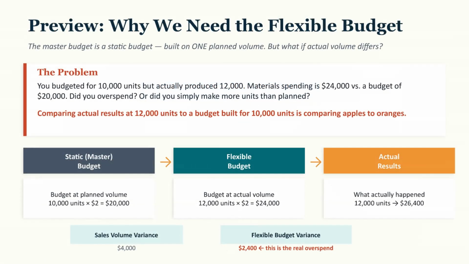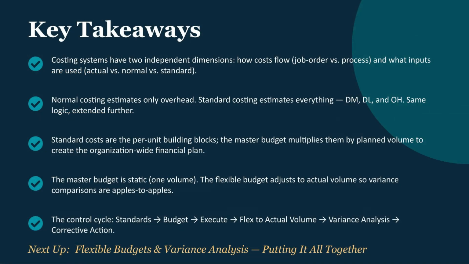Imagine a scenario where a company budgets 10,000 units at $2 per unit, totaling $20,000, but ends up producing 12,000 units and spending $26,400. A naive comparison shows a $6,400 overrun. However, when comparing apples to apples, the static budget remains at $20,000, while a flexible budget adjusts to $24,000 for 12,000 units. The variances are a $4,000 sales volume variance and a $2,400 flexible budget variance, highlighting the logic behind flexible budgeting. Let's wrap up with 5 key takeaways.